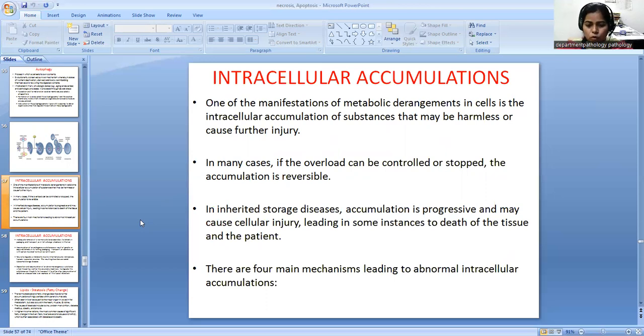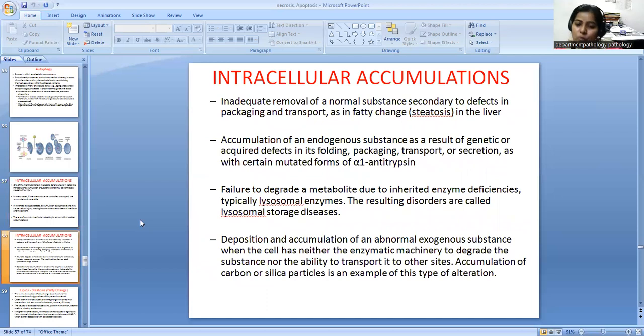There are four main mechanisms leading to abnormal intracellular accumulations: inadequate removal of a normal substance, secondary to defects in packaging and transport, as in fatty change in the liver; accumulation of an endogenous substance as a result of genetic or acquired defects in its folding, packaging, transport, or secretion, as with certain mutated forms of alpha-1 antitrypsin; failure to degrade a metabolite due to inherited enzyme deficiencies, typically lysosomal enzymes. The resulting disorders are known as lysosomal storage diseases.